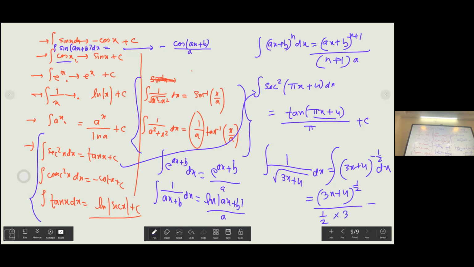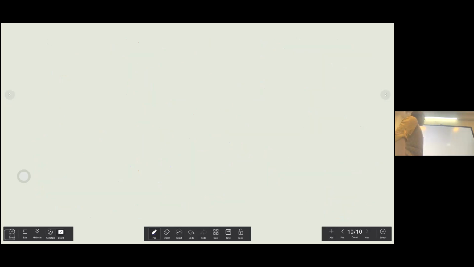These are all the basic standard level questions, but I would focus a little bit more on the ones that are assessed here. The integration of 1 upon root of a square minus x square, how do you do it? Integration of 1 upon a square plus x square, how do you do it? Let's take certain examples on these.